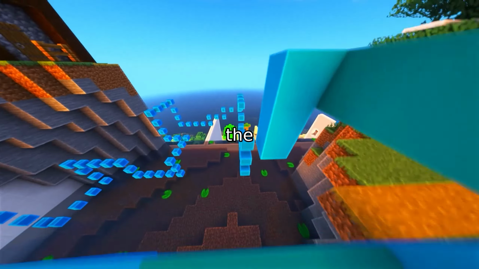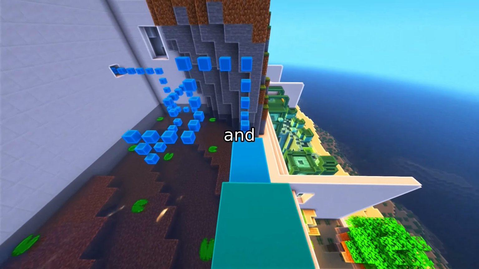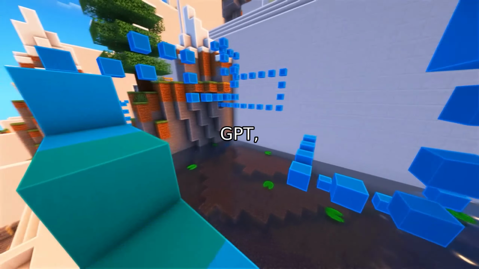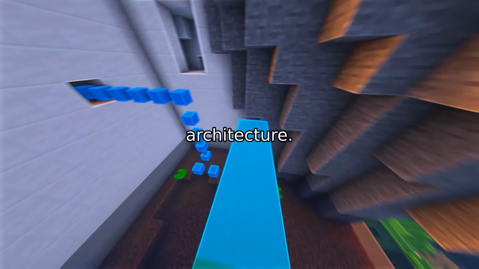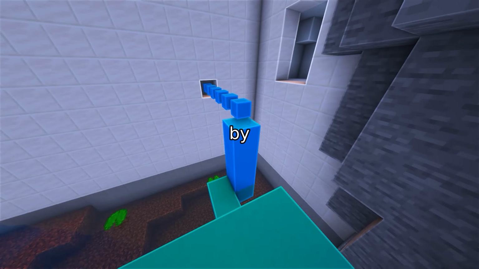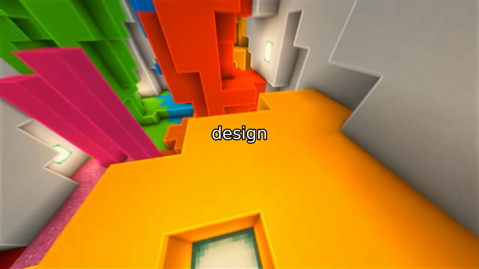Today, we're diving deep into the inner workings of modern AI, specifically the architecture, training process, and mechanisms behind large language models like GPT, Llama, and Claude. Let's start with the foundation, the transformer architecture. Introduced in 2017 by Vaswani et al. in the paper Attention is All You Need, this model design fundamentally changed how we build language models.